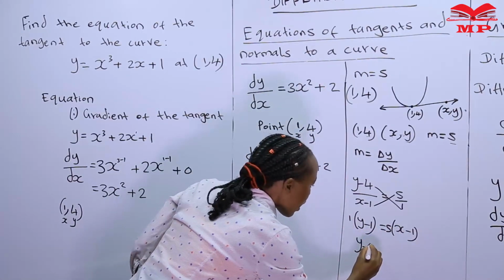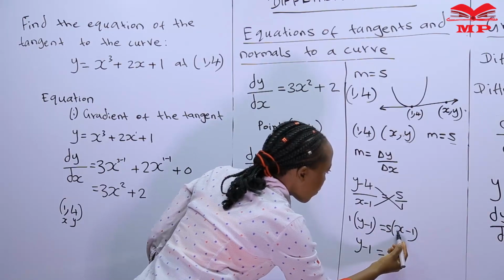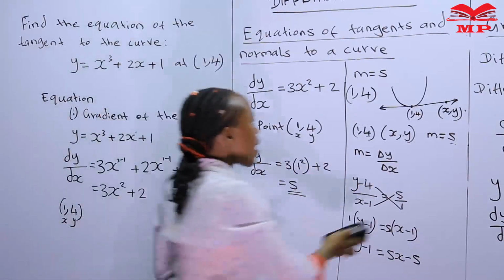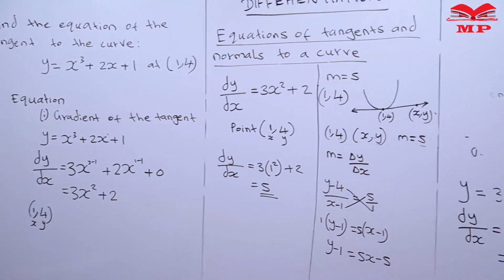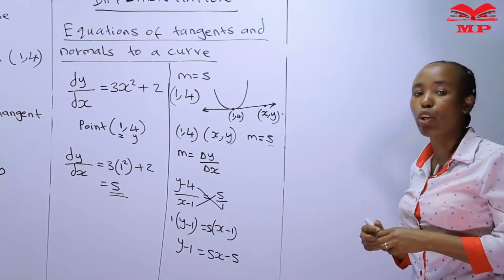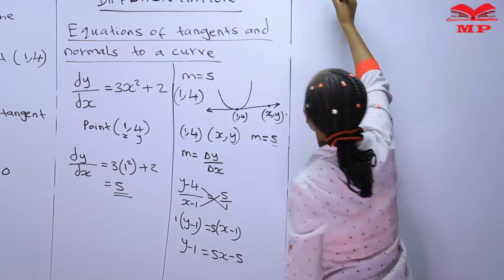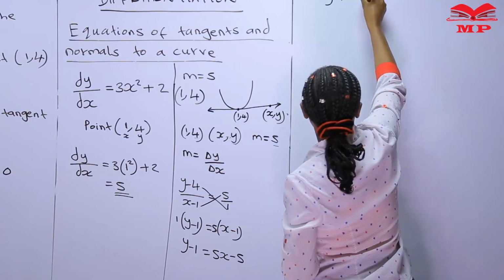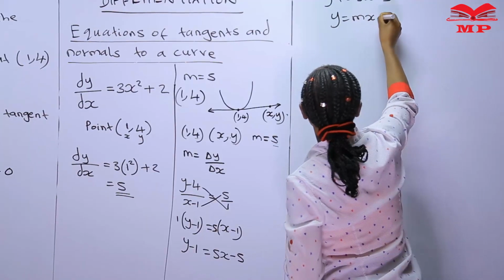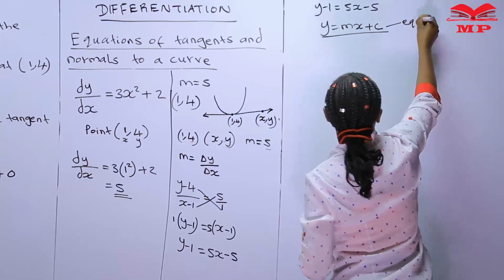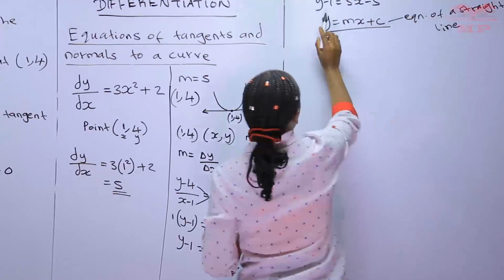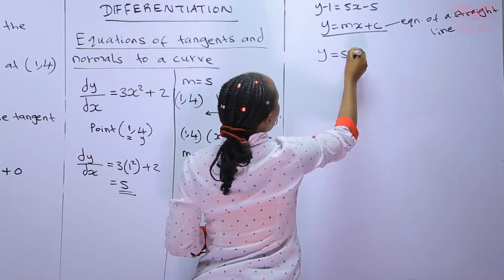So we end up getting y minus 4 is equal to, we open the bracket, 5 times x, we have 5x. Negative 1 times 5, we have minus 5. And therefore, this is what we have for the equation of the tangent. And the tangent is a straight line, so we expect the equation to have the form of equation of a straight line. So we can write it in the form y is equal to mx plus c, which is the equation of a straight line. So we'll simply say we have here y is equal to 5x minus 1.